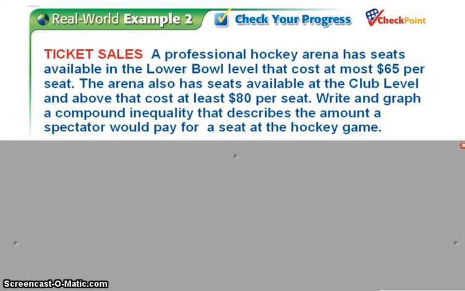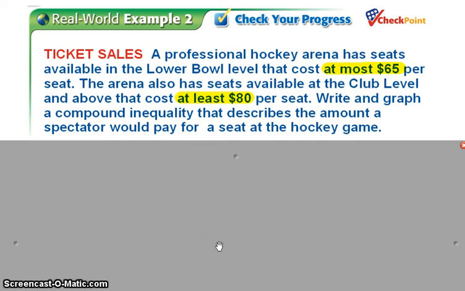A professional hockey arena has seats available in the lower bowl level that cost at most $65 per seat. The arena has seats available at the club level and above that cost at least $80 per seat. So there's kind of your keywords. At most 65 and at least 80. Use that to help you.